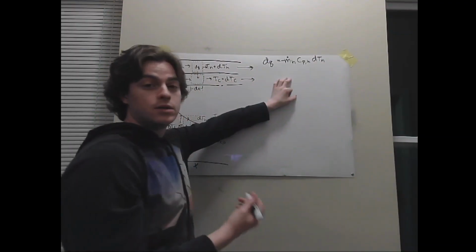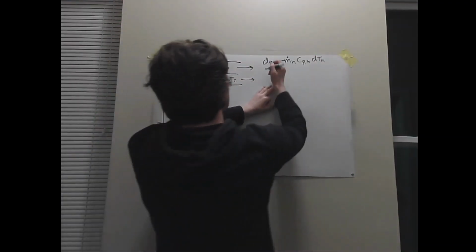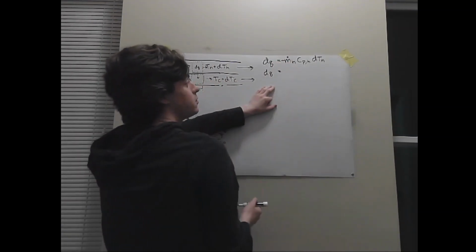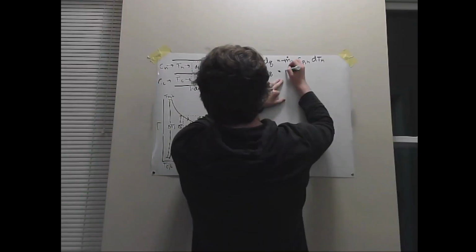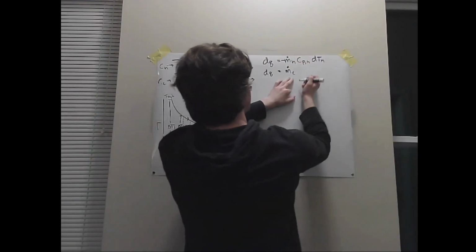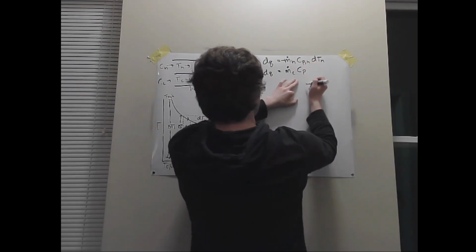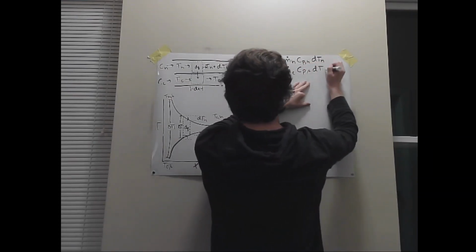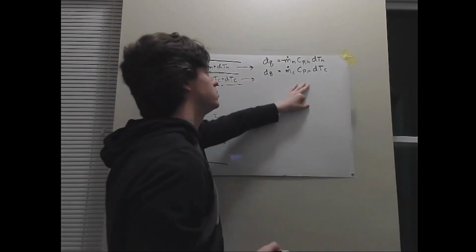And then we can do the same thing for the cold stream. Both of these dQs are equal because they're just equal and opposite. So there's no negative sign for this one, so it's just the mass flow rate of the cold stream times the specific heat capacity of the cold stream times the differential change in temperature of the cold stream.